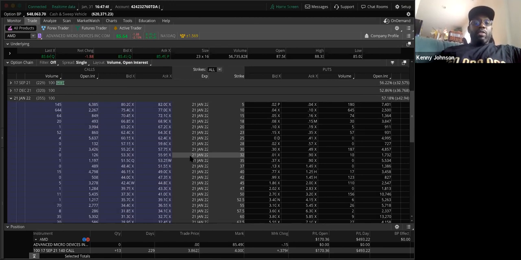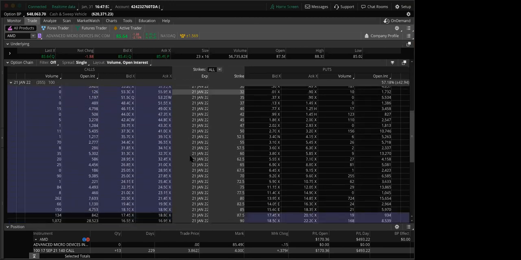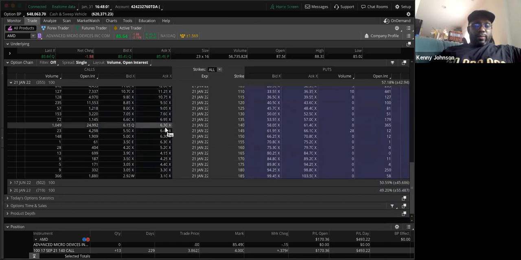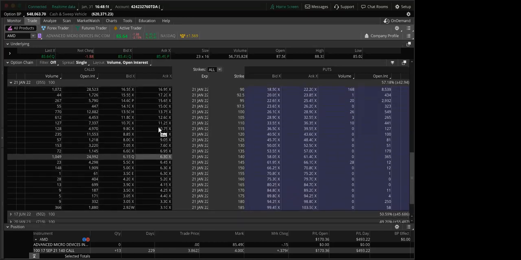Don't let AMD catch half of what Nvidia is. Nvidia is $525. Go down to the 140 straight, please, on January 22. Yeah. What's that? $6.30. What I pay? Shit. I got mine at 625.